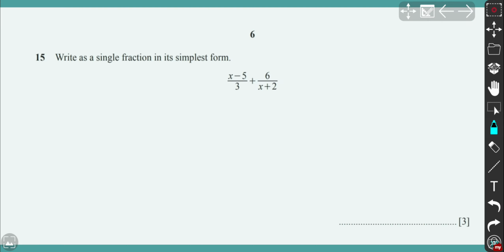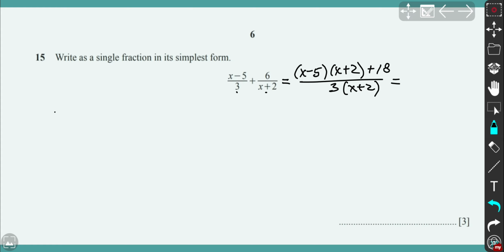So 15, write a single fraction in simplest form. So that's an algebraic fraction, how you need to work it out. So you simply need to say, okay, common denominator is 3 times (x plus 2), and then use the rule as in proportion. So x plus 2 goes there, so you'll get (x minus 5) times (x plus 2). So x plus 2 goes there, and 3 times 6 is simply 18.